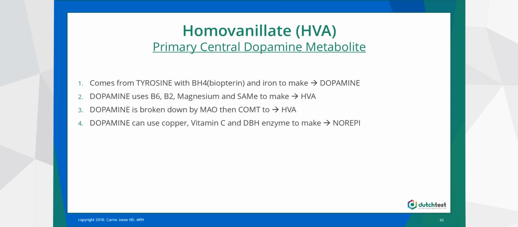Where does it come from? It comes from tyrosine, whereas serotonin came from tryptophan. Dopamine comes from tyrosine. It uses biopterin and iron to make dopamine. Dopamine uses B6, B2, magnesium, and SAM to make HVA, or it's broken down by COMT, and it can go on to make norepinephrine with copper, vitamin C, and the DBH enzyme. So you can see a lot of cofactors involved and similar genetics that you've been seeing all day, right? COMT and MAO. So a lot of history repeating itself.